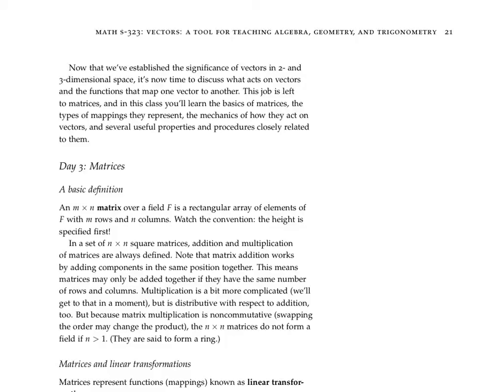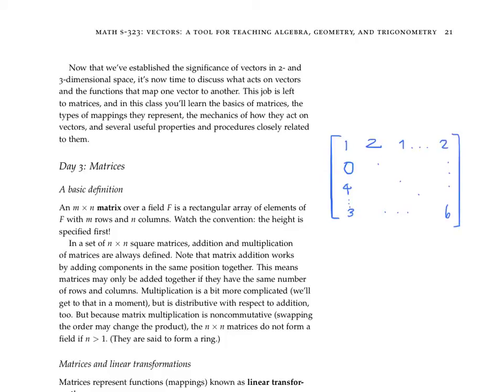So in this class, we're going to learn the basics of matrices, the types of mappings or functions that they represent, the mechanics of how they act on vectors, and many useful properties and procedures that are closely related to them. So the first thing is a really basic definition of matrices. An M by N matrix over a field F is a rectangular array of elements of that field with M rows and N columns. So when you see a matrix, let's take a look, M by N.